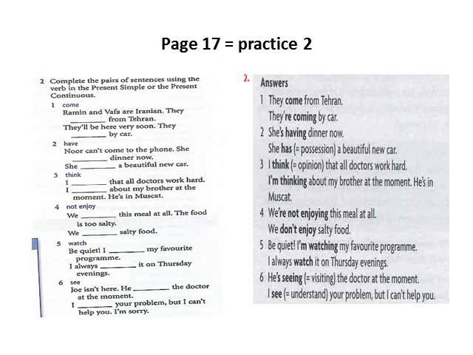So number 1 we have the verb come. Ramin and Vafa are Iranian. They come from Tehran. They will be here very soon. They are coming by car. Ramin and Vafa are Iranian. They come from Tehran. راح نستخدم صيغة الفعل المضارع come لأنه هي حقيقة. They are from Iran, so their nationalities they are Iranian.